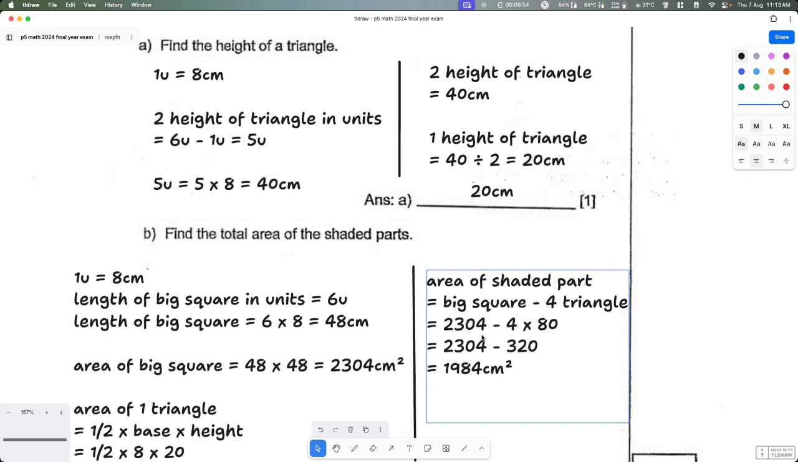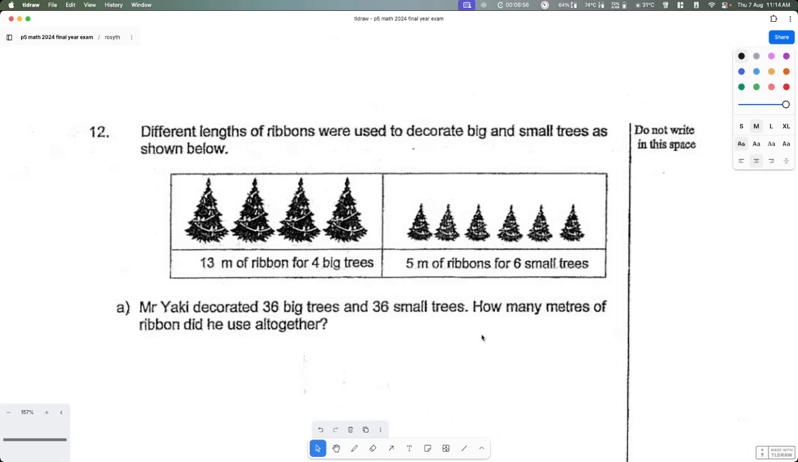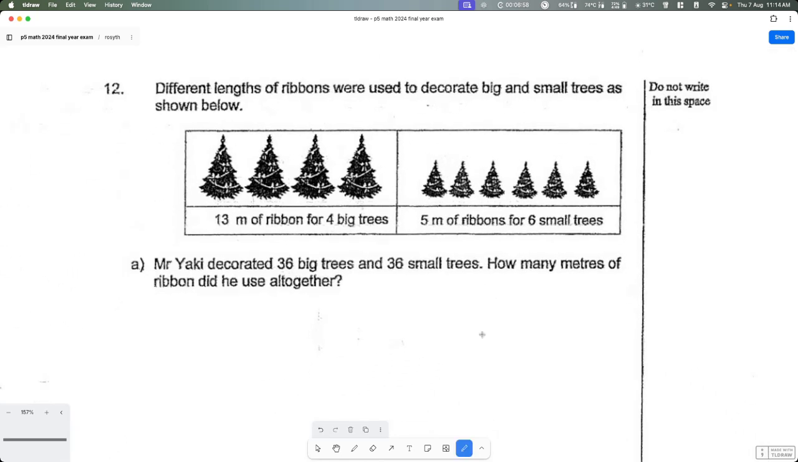All right, let's move on to the next question, question number 12. It says here different lengths of ribbons were used to decorate big and small trees as shown below. Part A, Mr. Yaki decorated 36 big trees and 36 small trees. How many meters of ribbon did he use altogether?